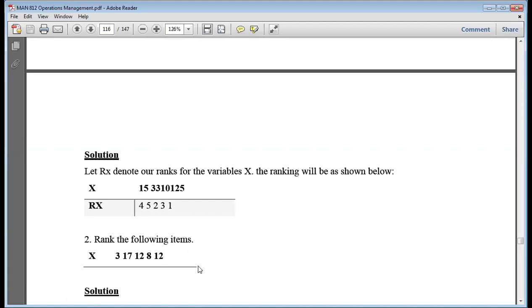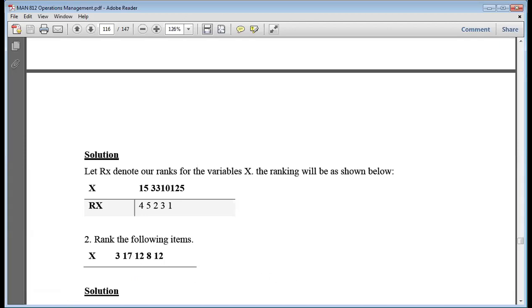The highest here is 17, which you rank as 5. For the second one, have you seen that 12 occurred 2 times? It is supposed to be 4.